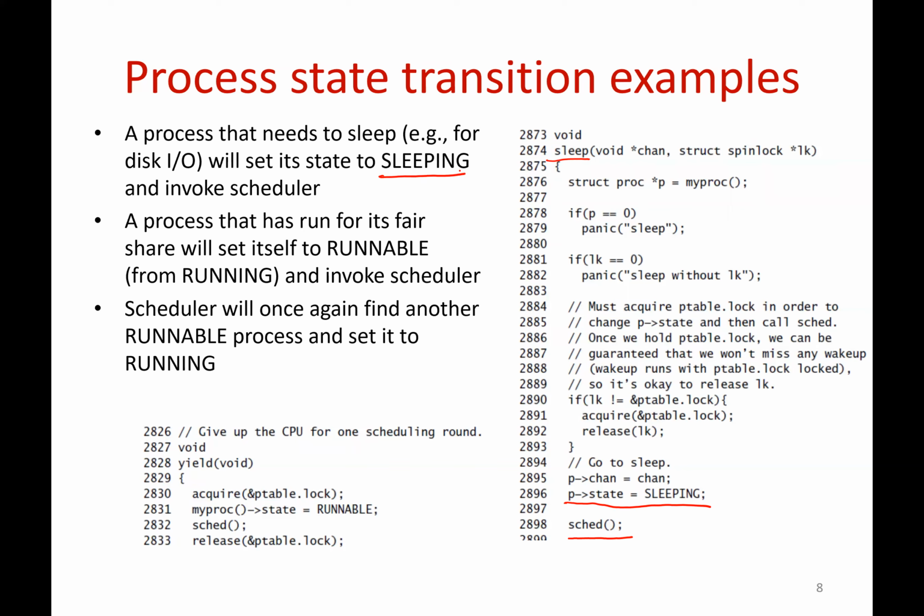And another example in which a process can invoke the scheduler is, suppose the process has run for a long time and it says, okay, I've had my share of the CPU. Now I will stop running. In that case, the process will set its state to runnable or ready. It is still ready to run, but it just doesn't want to run anymore, right? In which case, from running, it will go to runnable and it will invoke the scheduler again. Now you're back to the scheduler. The scheduler can pick some other process.